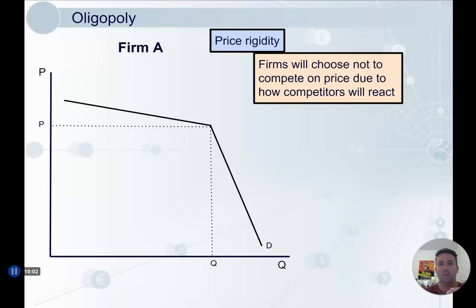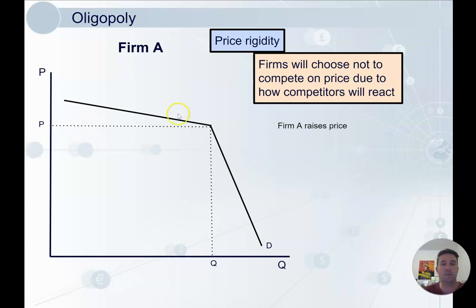I said earlier that all firms lose in a price war. Here we're going to see why. We've got the demand curve for firm A here, and we'll see it looks a bit different. We call that a kinked demand curve. We're going to see why firms will choose not to compete on price, because competitors will react and they will be worse off. So let's have a look.